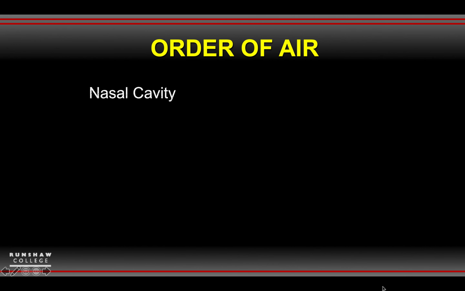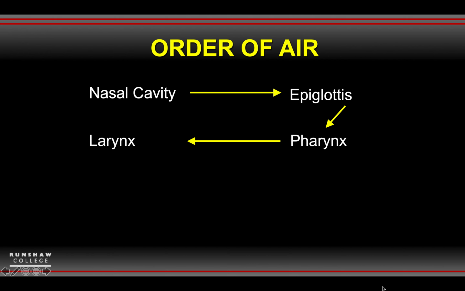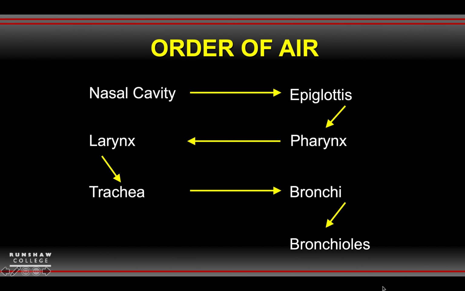And basically, the order that we go through: we'll breathe in through the nasal cavity or the nose. That'll go through the epiglottis, into the pharynx, then the larynx, the trachea, and then the bronchi, and then the bronchioles, and then it will finally end up in the lungs.